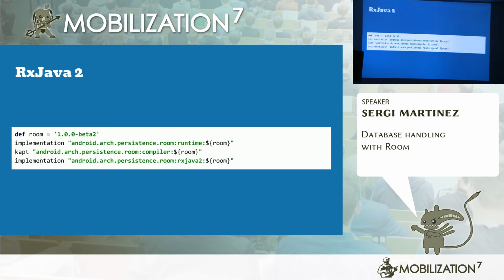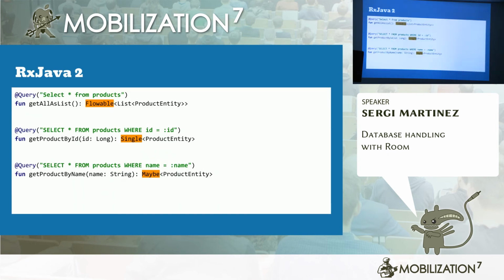Another option: we can use RxJava. We simply need to add another library called Room RxJava 2. It should be the second version of RxJava. And then we can make the DAO return Flowables, Singles, or Maybes. Is anybody working with RxJava? Okay, worth explaining.